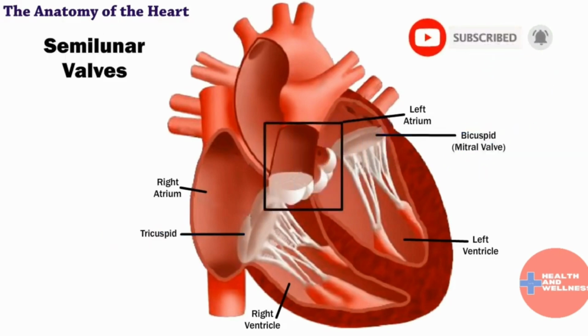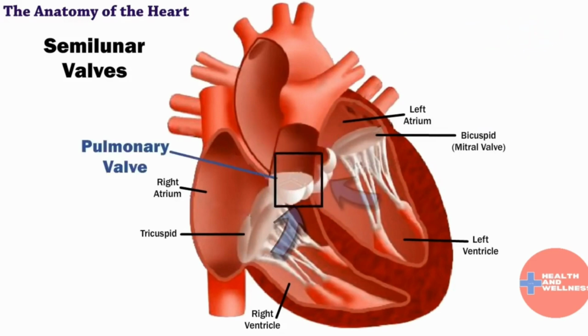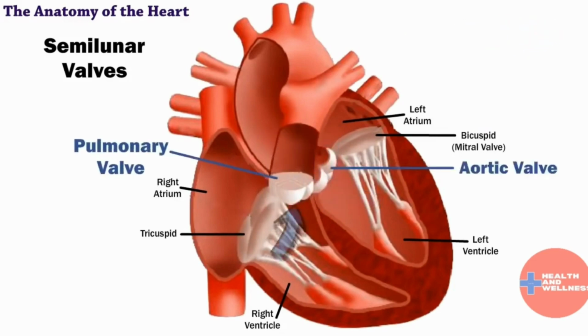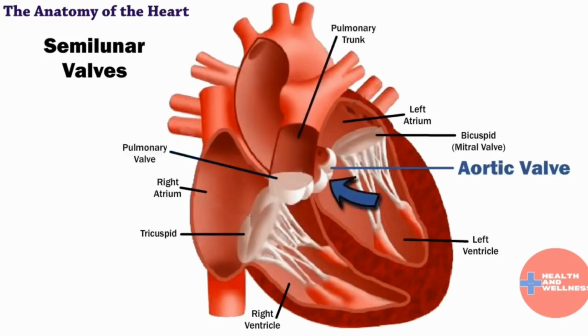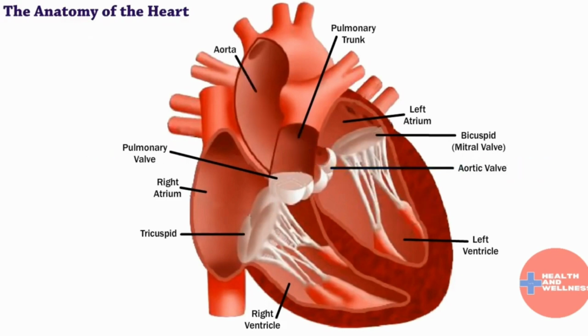Also, there are two semilunar valves, the pulmonary and the aortic. The pulmonary is between the right ventricle and pulmonary trunk, and the aortic is between the left ventricle and the aorta. Whenever the atrioventricular valves close, they stop blood from flowing back into the atria while the ventricles are contracting. The tricuspid has three flexible cusps or flaps, while the bicuspid has two.